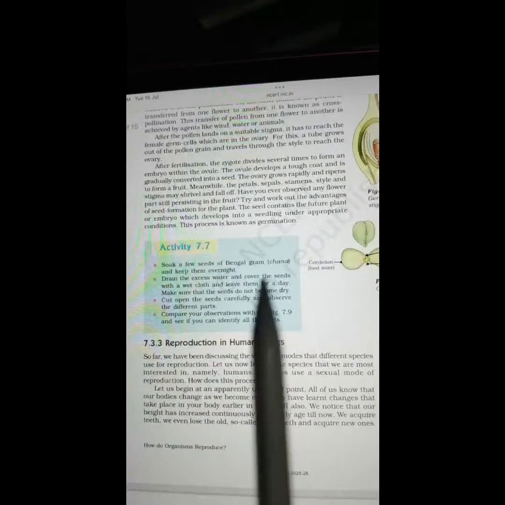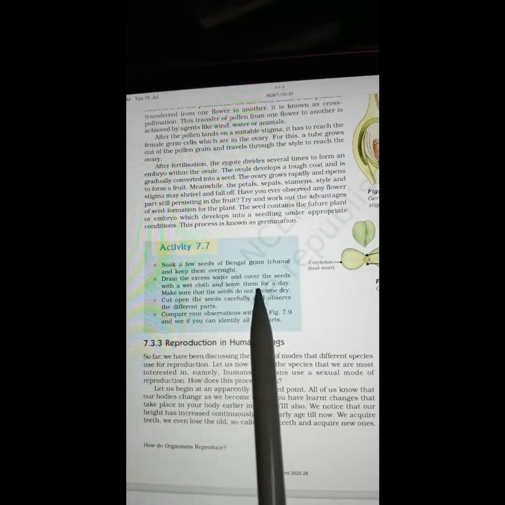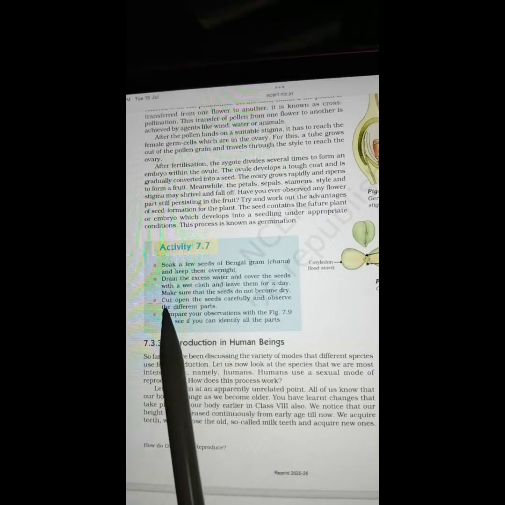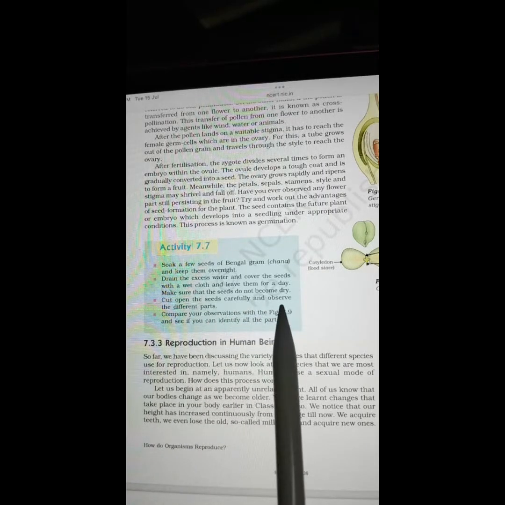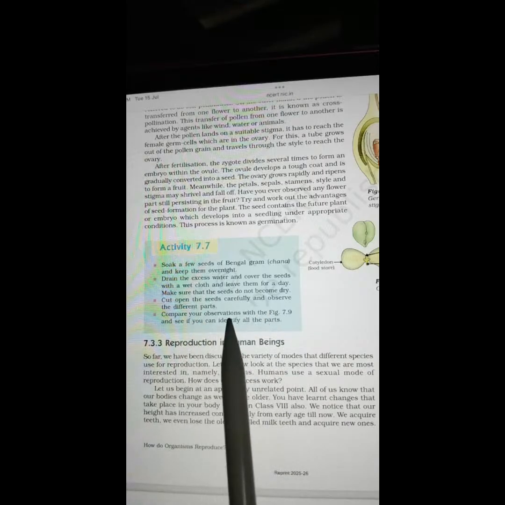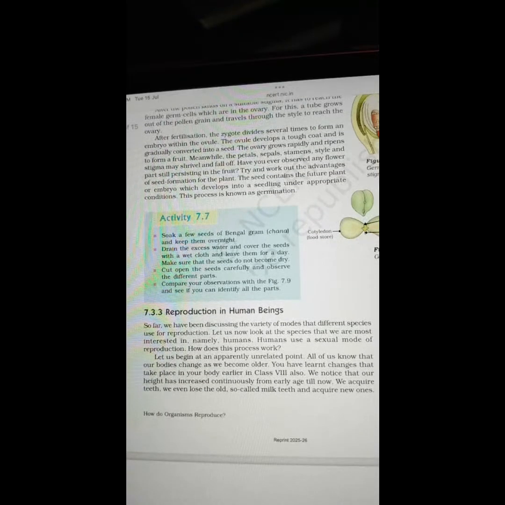Activity 7.7. Soak a few seeds of Bengal gram or chana and keep them overnight. Drain the excess water and cover the seeds with a wet cloth and leave them for a day. Make sure that the seeds do not become dry. Cut open the seeds carefully and observe the different parts. Compare your observations with figure 7.9 and see if you can identify all the parts.